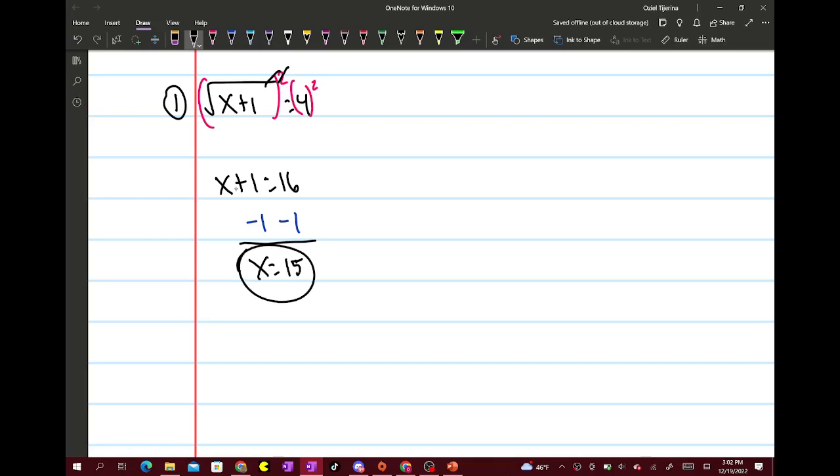When there's one answer, you can check it just to make sure. So you would say the square root of the quantity 15 plus 1, and is this equal to 4? It's the positive square root. The positive square root of 16 is 4, and so 4 equals 4, so you're good.